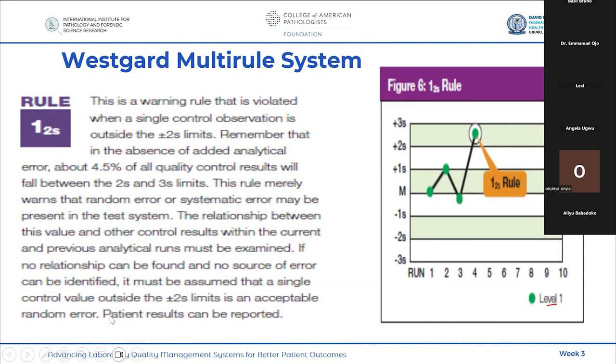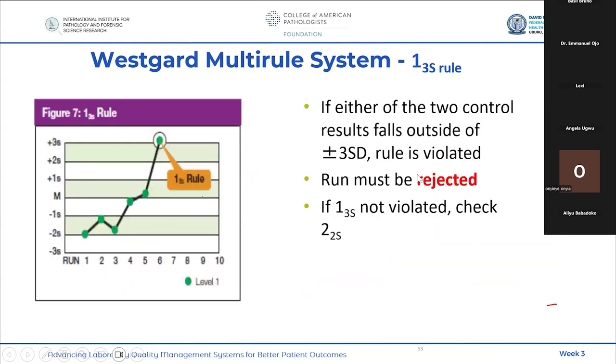But look at the conclusion here. You don't reject patient's result. You don't reject a particular run. The patient result can still be reported because it is a warning rule. 1-3S rule is a rejection rule. If you look at this, this is what I explained earlier. And for this one, the result is outside the 3SD limit.